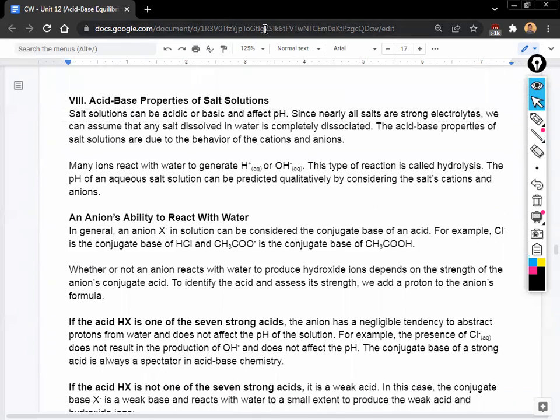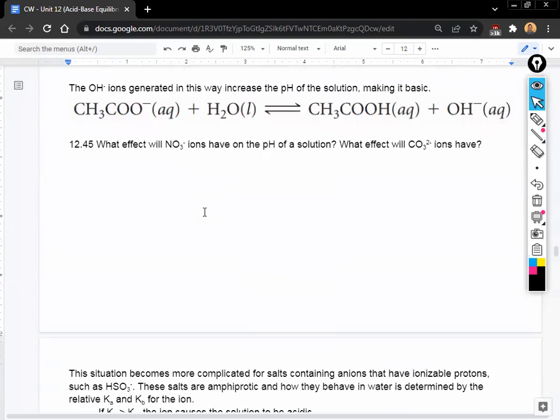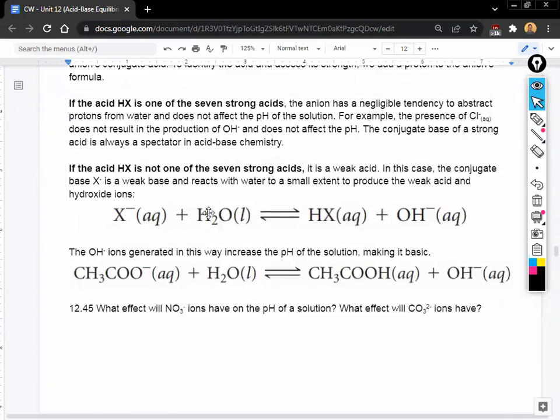Okay, but this is the important part right here. Acid-base properties of salt solutions. We've kind of done this already. We talked about how if we add a salt, it can turn a solution acidic or basic based on the ions that are produced. It's a lot of words. Basically, what we were saying earlier, if you put a chemical inside of a fluid, right?